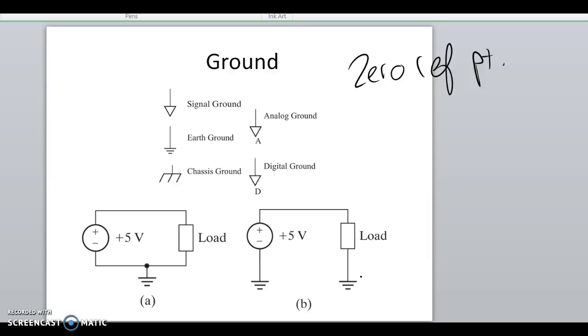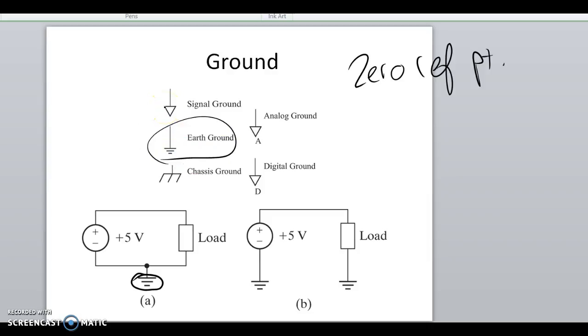This is how it's shown in a schematic. You can show it either one of these two, A or B. It's shown with these three little lines here. Or these are the other ways. Most of the time we're using earth ground.